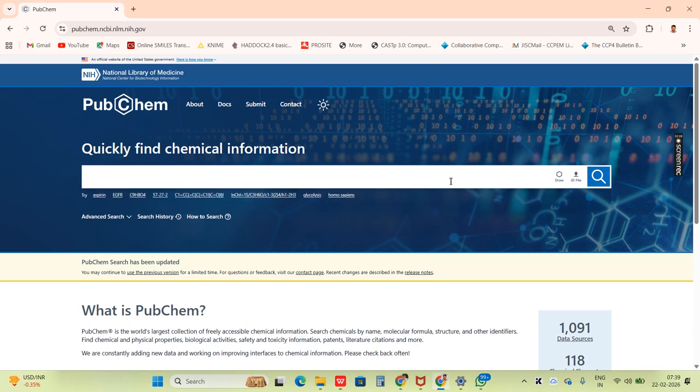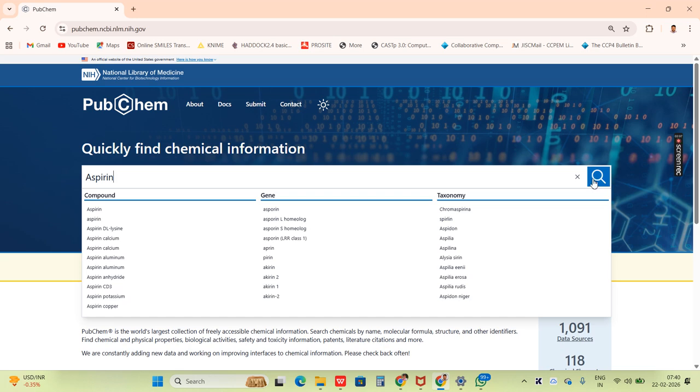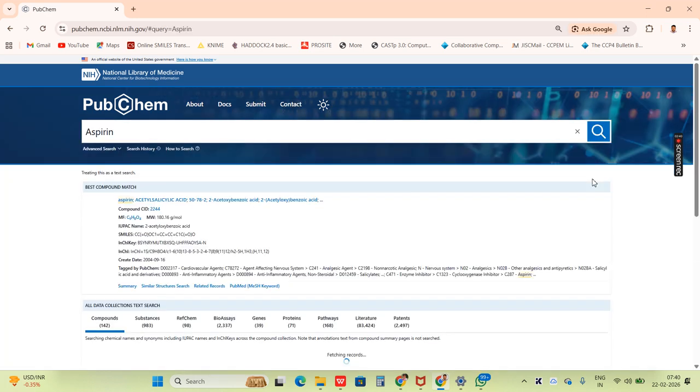Here I am interested in a ligand called aspirin. Type aspirin and then click on search. You can see aspirin here. Just cross-check whether you are accessing the right compound or not. Confirm the compound name, it is aspirin. Other names of it are acetylsalicylic acid, and it has a compound ID of 2244, molecular formula C9H8O4, and molecular weight is 180.16 grams per mole.